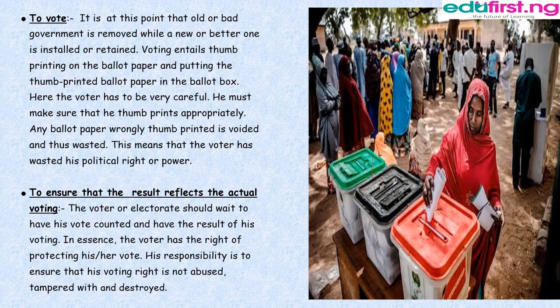The next is to ensure that the result reflects the actual voting. The voter or electorate should wait to have his vote counted and have the result of his voting. In essence, the voter has the right of protecting his or her vote. His responsibility is to ensure that his voting right is not abused, tampered with, or destroyed.